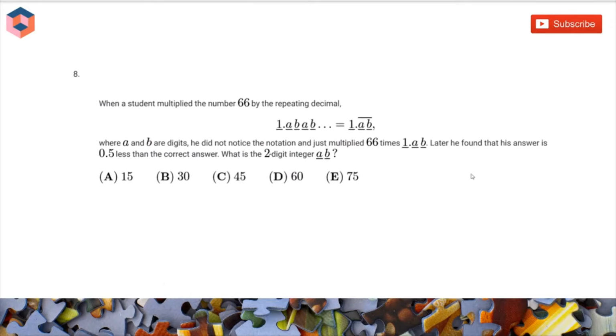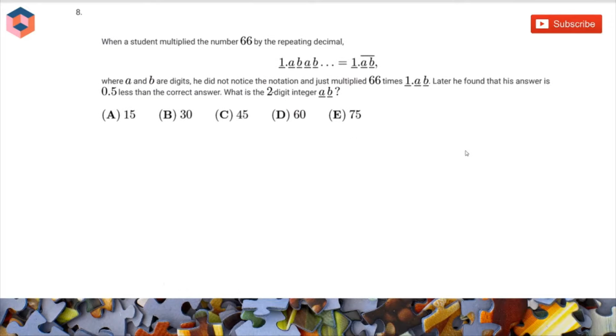Problem number 8. When a student multiplied the number 66 by the repeating decimal 1.AB, or 1.AB repeated, where A and B are digits, he did not notice the notation and just multiplied 66 times 1.AB. Later he found that his answer is 0.5 less than the correct answer. What is the 2-digit number AB?